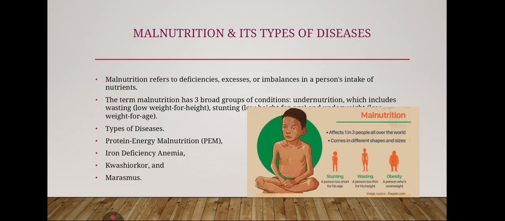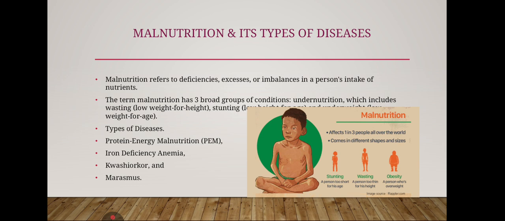and Science, Krishnagiri. Today we are going to see about malnutrition and its types of diseases. So first, the definition of malnutrition. It refers to deficiency, excess or imbalance in a person's intake of nutrients.